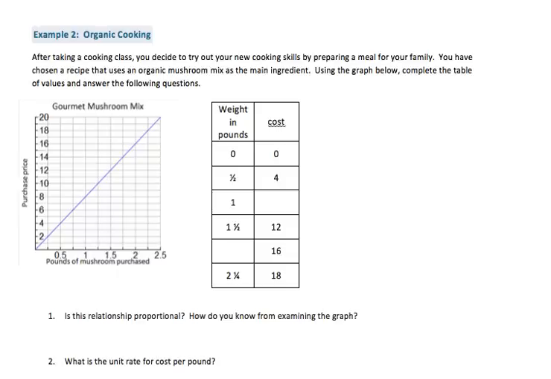Example 2 is about organic cooking. After taking a cooking class, you decide to try out your new cooking skills, preparing a meal for your family. You've chosen a recipe that uses an organic mushroom mix as the main ingredient. So we're going to use the graph to complete the table and answer the questions.